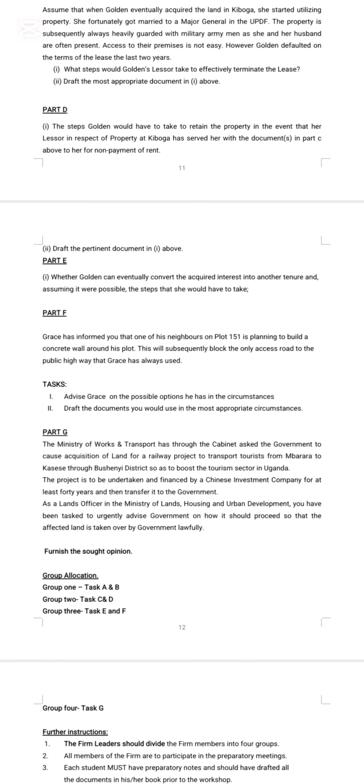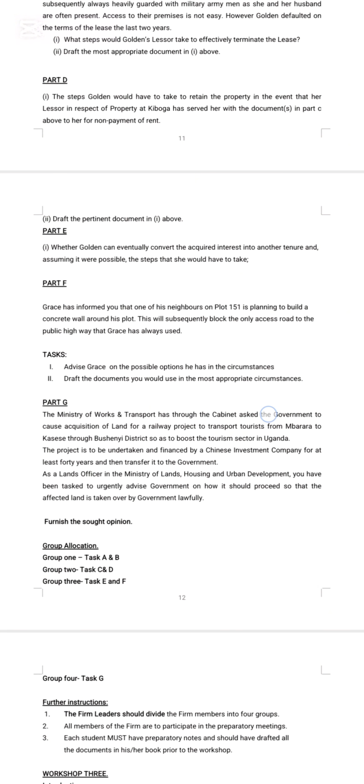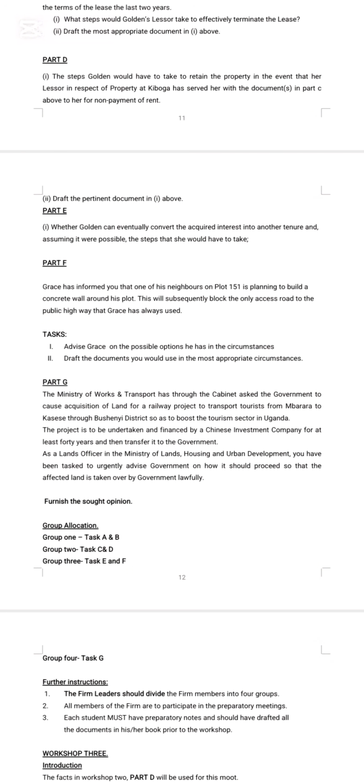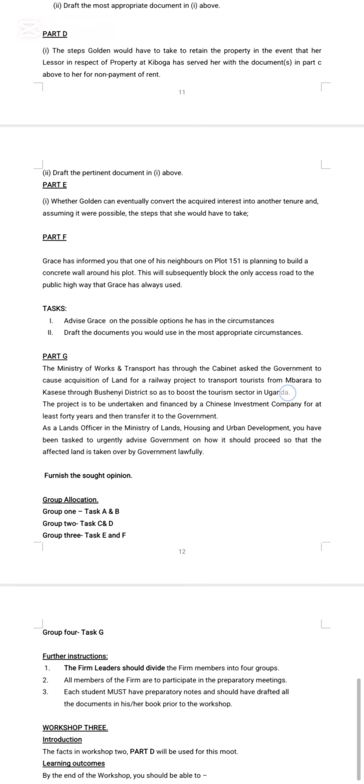The steps Golden would have to take to retain the property in the event that her lessor in leasehold property A has served her with documents in Part C above for non-payment of rent. Draft the necessary documents. So basically here we are looking at relief from forfeiture. So once you have been served with those documents that want you to vacate the lease, you also go and apply for what we call relief from forfeiture. This relief from forfeiture is always by notice of motion, also supported by an affidavit.